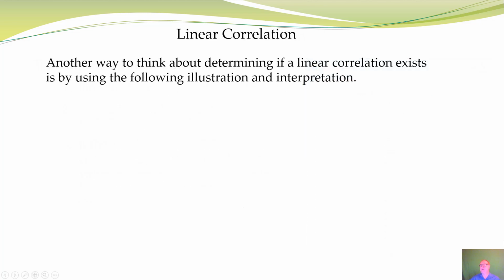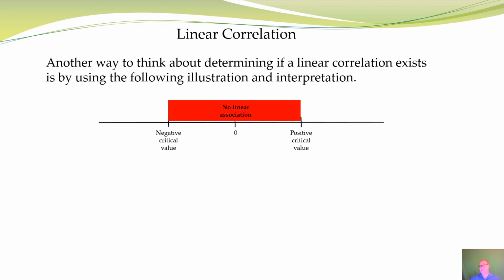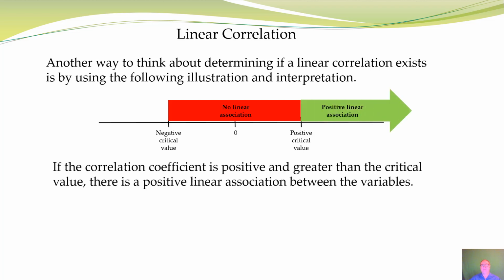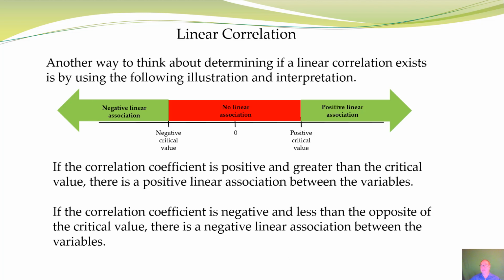Another way to think about determining if a linear correlation exists is by using the following illustration and interpretation. If you have a straight line, 0 in the middle, you'd have your positive critical value to the right and negative critical value to the left. Anything between those two values would be no linear relation or association. Now, if the correlation coefficient is positive and greater than the critical value, there is a positive linear association between the variables. If the correlation coefficient is negative and less than the opposite of the critical value, there is a negative linear association between the two variables. So a linear association occurs on the outside of the line.